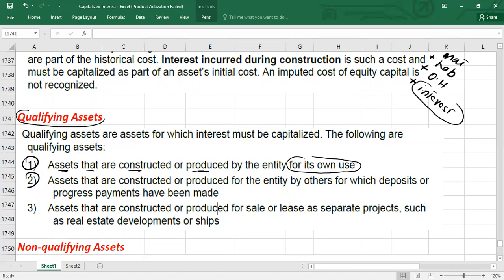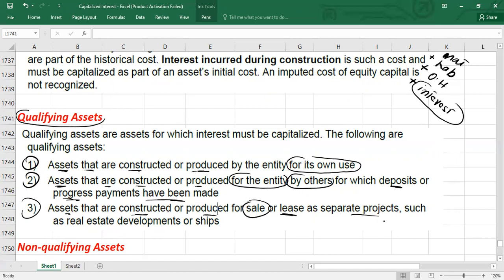We have a second thing: the assets that are constructed or produced for the entity by others. Maybe another contracting company is going to construct a building for you, and for that building, deposits or progress payments have been made, like you have made certain advance payments. If this is the condition, this is also a qualifying asset, and you can capitalize the interest cost.